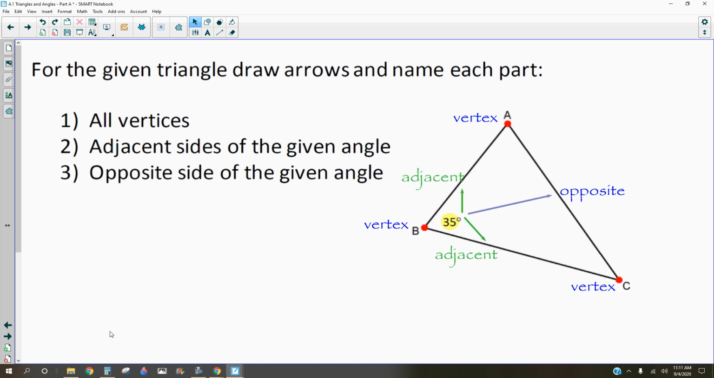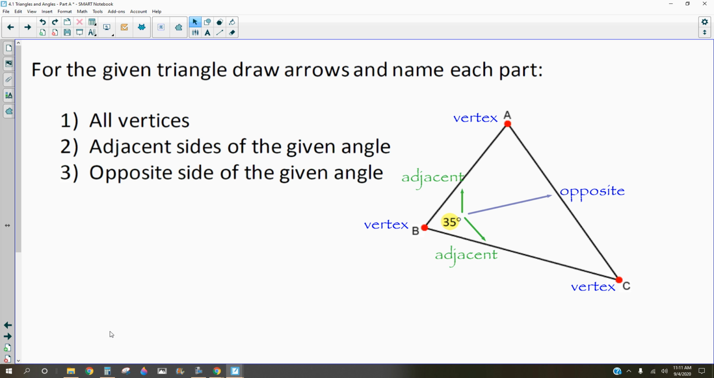Number 2 says find the adjacent sides to the given angle. Well, the given angle is the 35. So adjacent sides would be the ones that share that corner. So the two lines that come together at that point would be adjacent to one another.